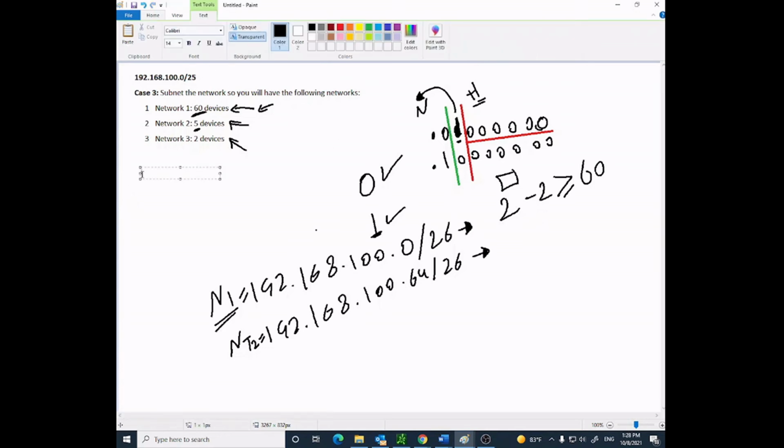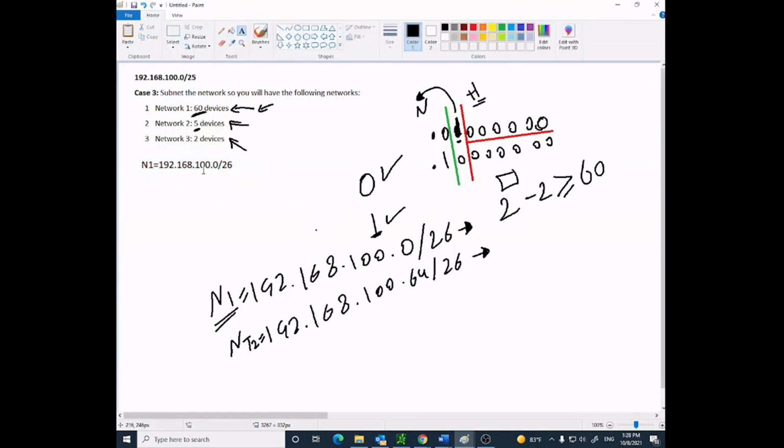So first of all, let me just come here and type N1 is going to be 192, 168, 100.0 backslash 26. Let me increase the font size here to be 18. And I'm done with that part.